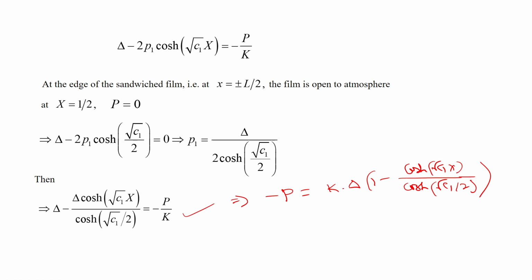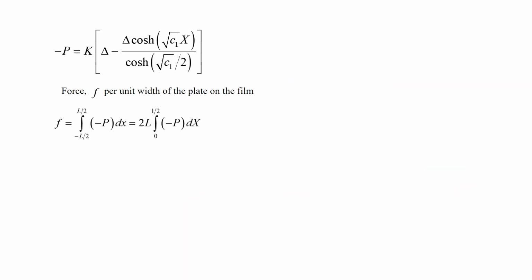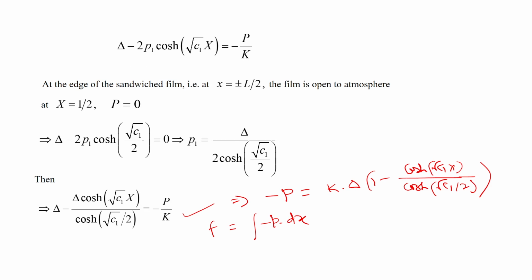So, this is K. Now the total force that is applied is equal to minus P into d of x, applied from minus L by 2 to plus L by 2. And this is the total force being applied per unit length. Remember, this is per unit length along the y axis.